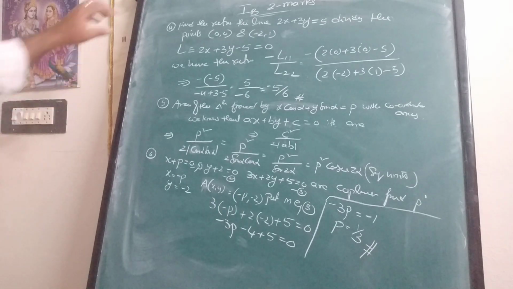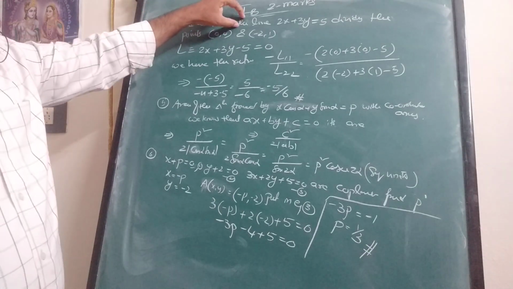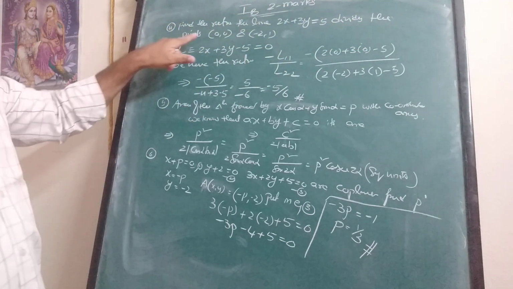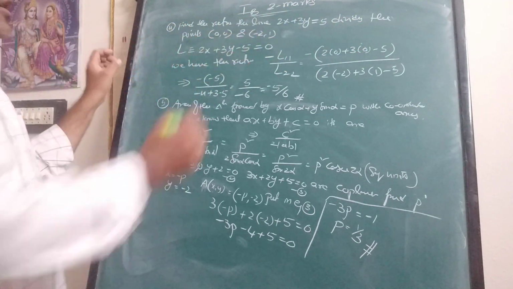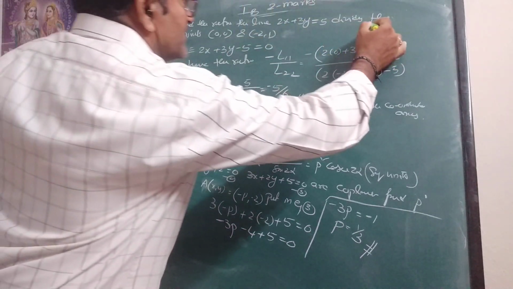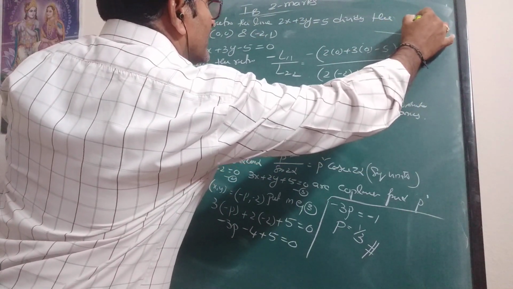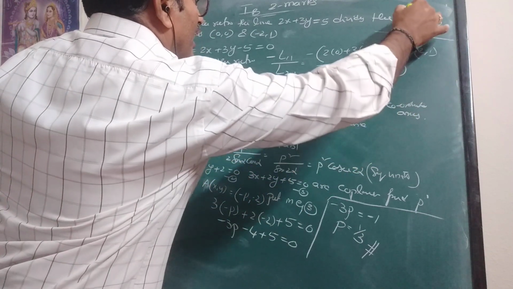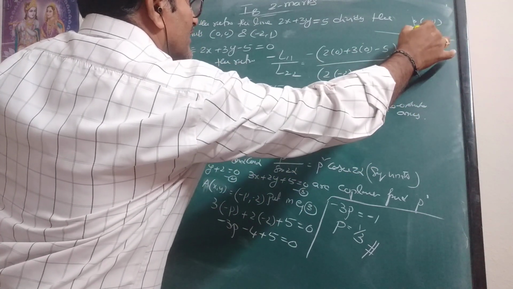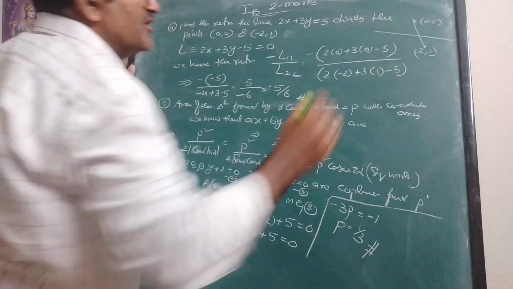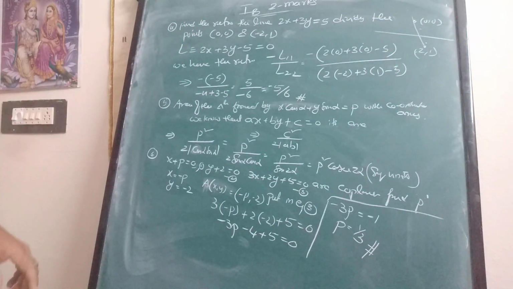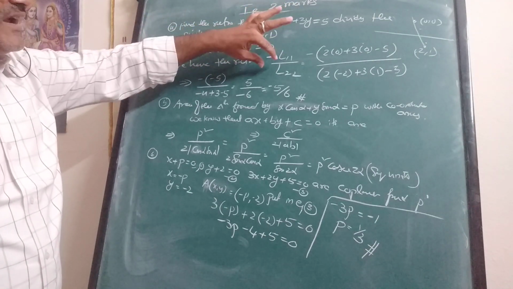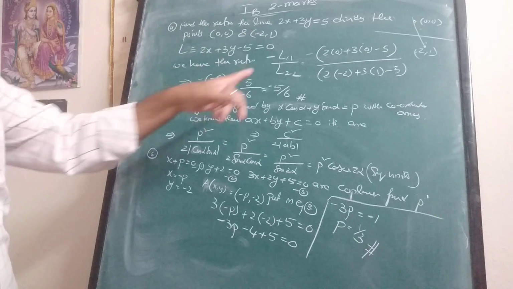Now see children, find the ratio in which the line 2x + 3y = 5 divides the points (0, 0) and (2, -2, 1). How does it divide? The points are here (0, 0), the other point is (-2, 1). How does it divide these points? How much will the ratio be? That we have to find. So let this be the line, then we have the ratio as -L11/L22. Already we have the formula. So go for substitution.